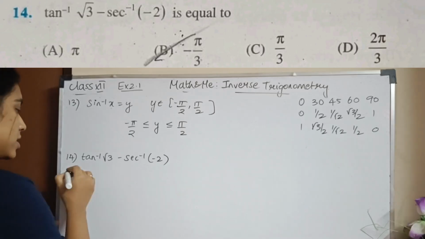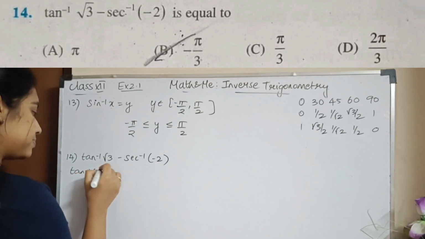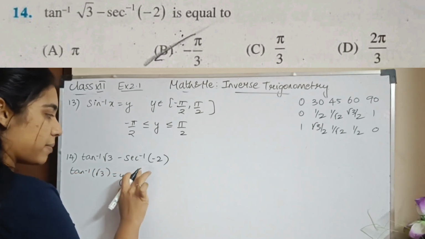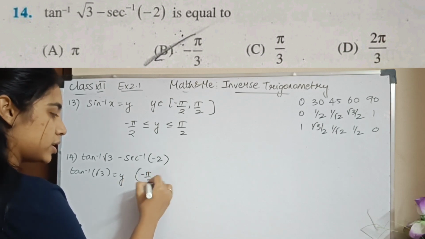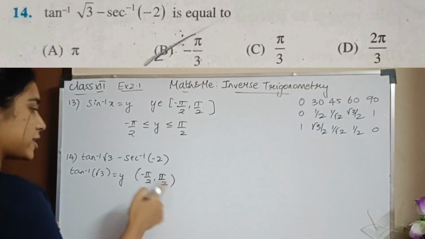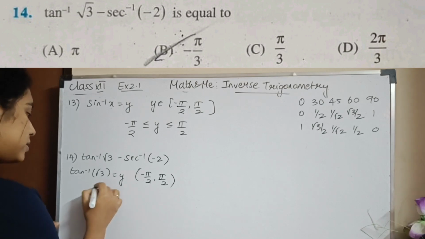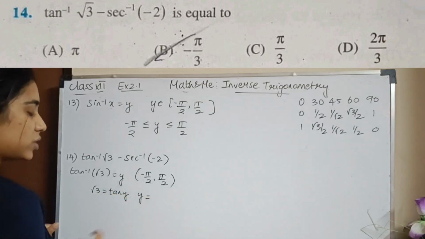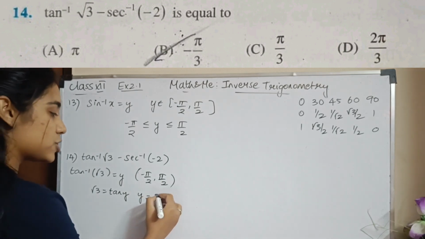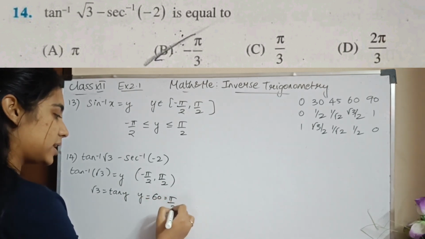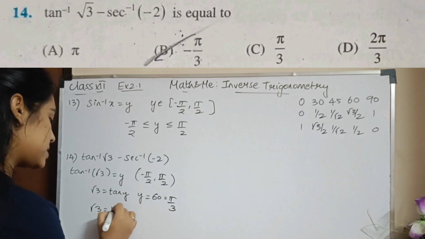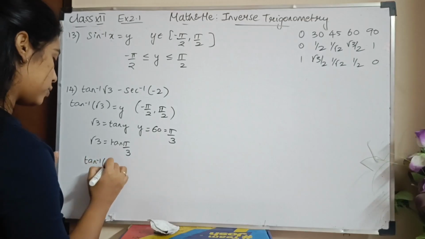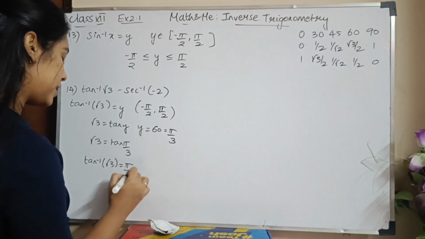Moving on to 14th question. First, tan inverse of root 3. So this is equal to y. What is my range? It is going to be minus pi by 2 to pi by 2, excluding minus pi by 2 and pi by 2. So what do I have? Root 3 equals tan y. So y's value for root 3 will be 60 degrees, which is pi divided by 3. So this will be root 3 equals tan pi by 3. So tan inverse of root 3 is going to be pi divided by 3.